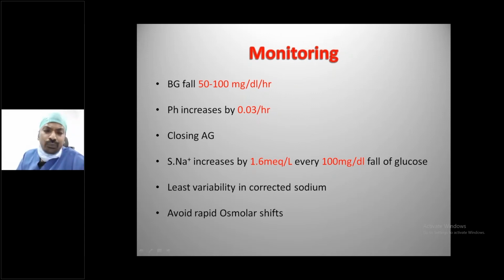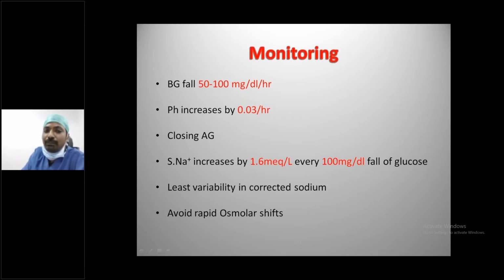An anion gap of 14 or less indicates resolution of DKA. And this is very important: serum sodium should increase by 1.6 milliequivalent per liter for every 100 mg per deciliter fall of glucose. It is very, very important to monitor the serum sodium level. The serum sodium should rise with declining glucose, and we need to ensure the least variability in corrected sodium, and we need to avoid rapid osmolar shifts.